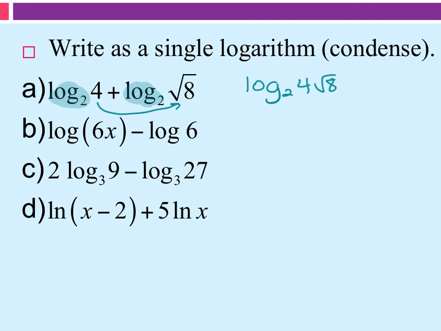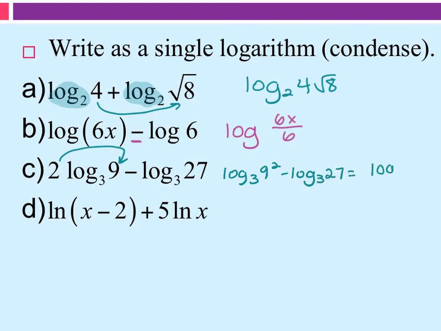B, they are both log base 10. Now it's a minus, which means this is division. The 6x goes in the top, the 6 goes in the bottom. Again, if it said simplify, I could go further with that, but I'm going to leave it the way it is for now. See, the 2 comes to the back of the 9. So this is log base 3 of 9 squared minus log base 3 of 27. And that becomes log base 3 of 9 squared over 27. Again, I'm just going to leave it, but if it did say simplify, I would keep going.